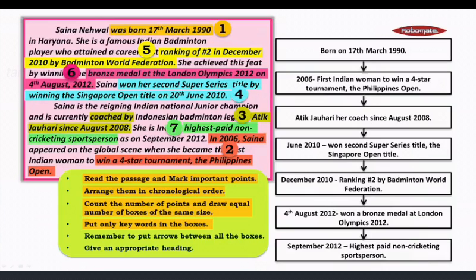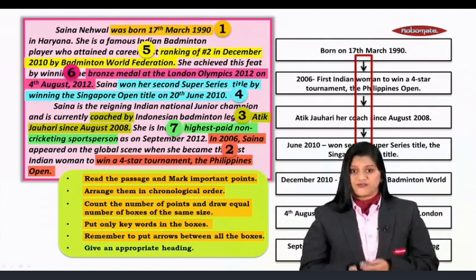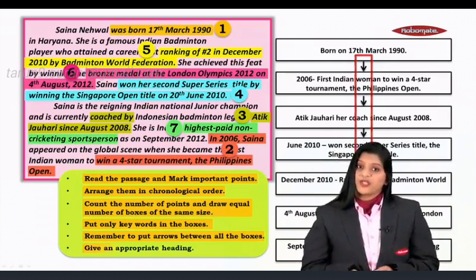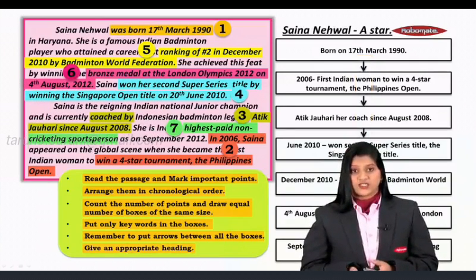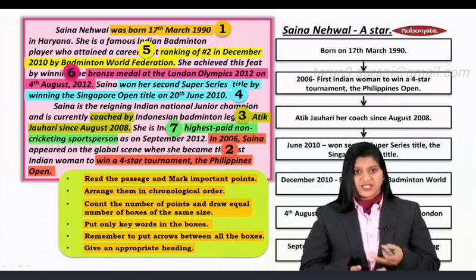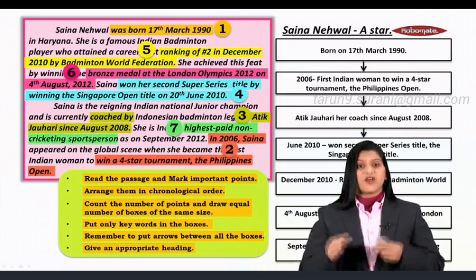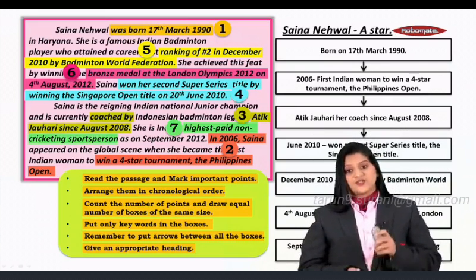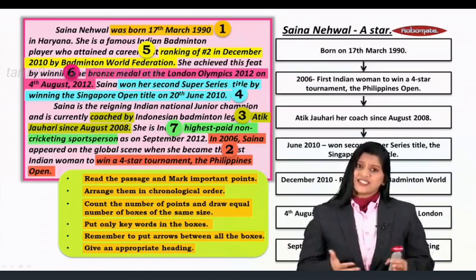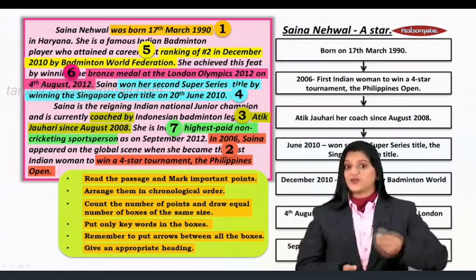The next step is remember to put arrows between all the boxes. If you forget to put the arrow, then you might not get any marks for what you have drawn. And last but not the least, give an appropriate heading to your flowchart. It could be anything that brings out the theme of the passage. For example, here, Saina Nehwal, a star. So now this is how you have drawn your flowchart. It's really easy. Just follow the steps and you'll be able to do it.